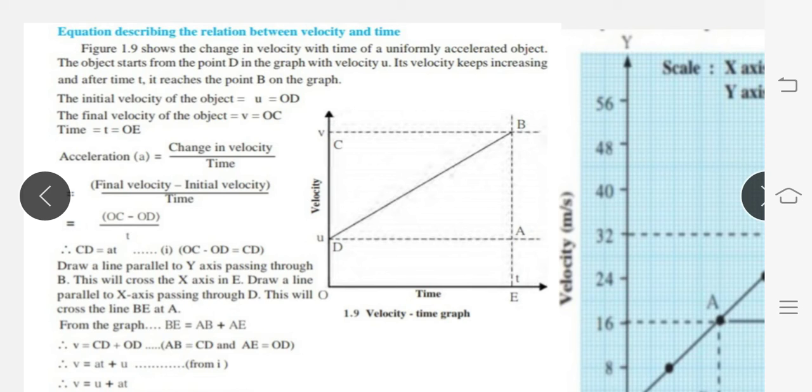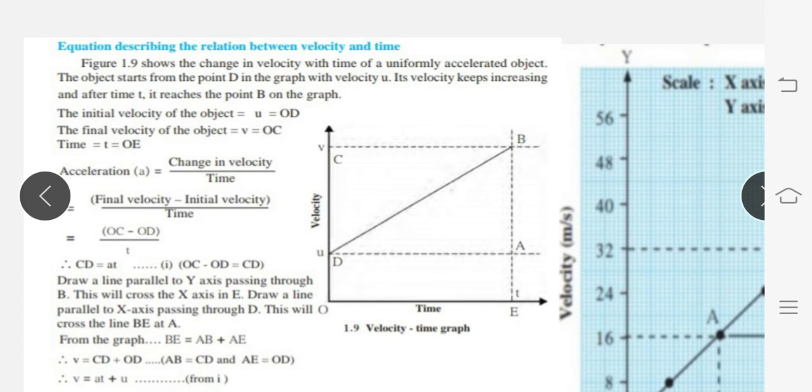Now, if we draw a line parallel to the y-axis passing through B, this is the line. Now through the point B, draw the line parallel to the x-axis. Now draw a line parallel to the x-axis passing through the point D. This is the line parallel to the x-axis. Now this will cross the line BE at point A. Here is the point A.